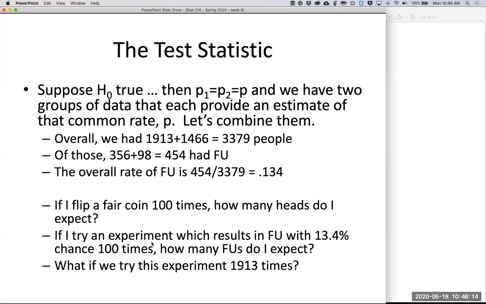What if I try an experiment with a very biased coin that comes up heads 13.4% of the time? If I tried that experiment exactly 100 times, how many times should I get a heads in the 100? You'd think, hold on a second, 13.4% of 100, I'd expect 13 or 14, maybe 13.4 heads in the 100 trials.